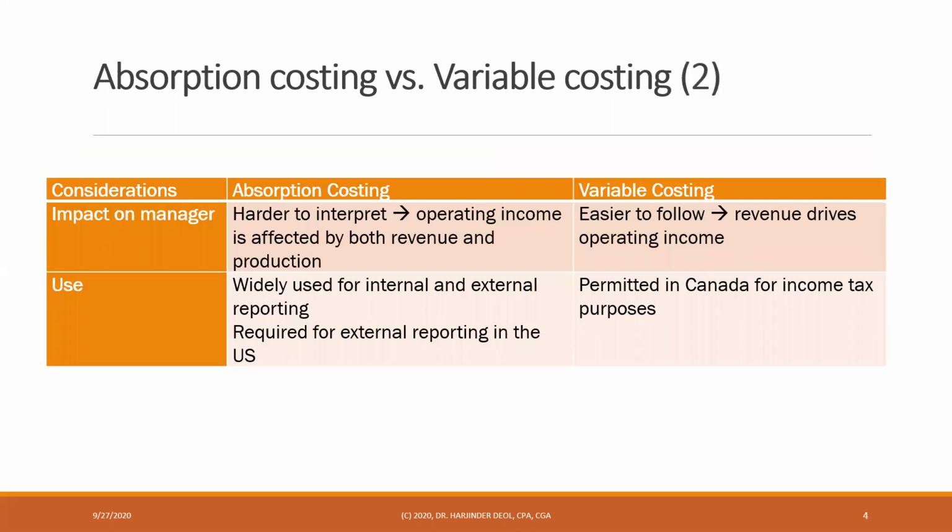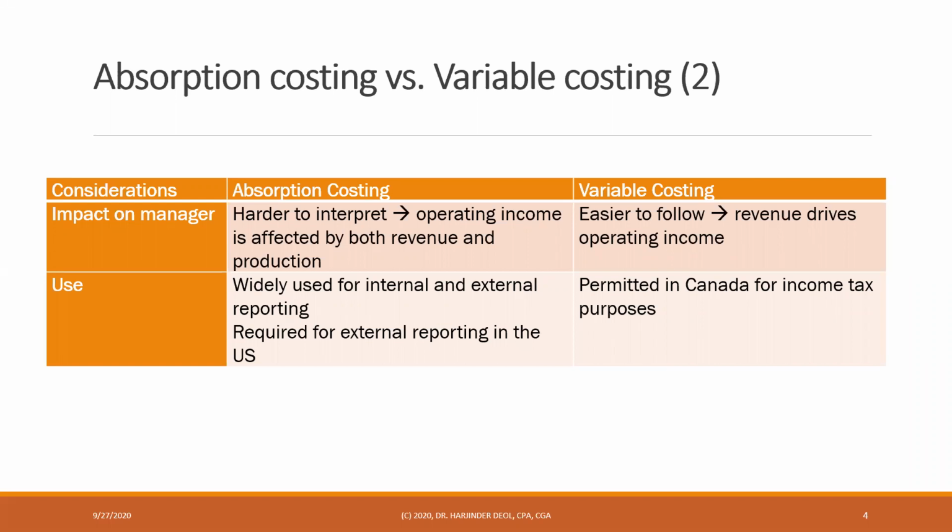Now, the absorption costing method is harder to interpret because your cost includes the fixed MOH piece. Your operating income is affected by both the revenue as well as production. The absorption method is widely used for internal and external reporting purposes, and it is required for external reporting purposes in the United States. The variable method, though, is easier to follow, and in that case, the revenue drives your operating income. This is permitted in Canada for income tax purposes.